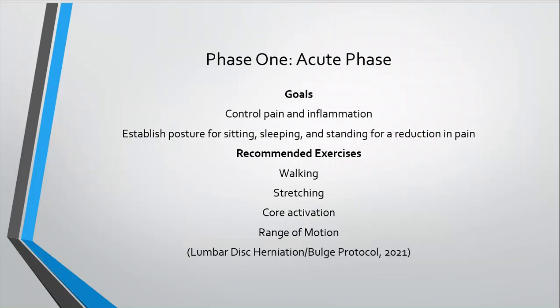For the rehabilitation protocol, there will be four phases: acute, subacute, rehabilitation, and return to activity phase. For the first phase, acute, we want to try to control the pain and reduce the inflammation. In this phase, we want to establish positions and how the patient sits, sleeps, and stands, and ensure they do them properly to reduce pain or make them pain-free.